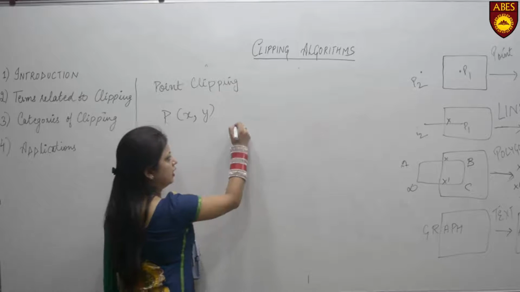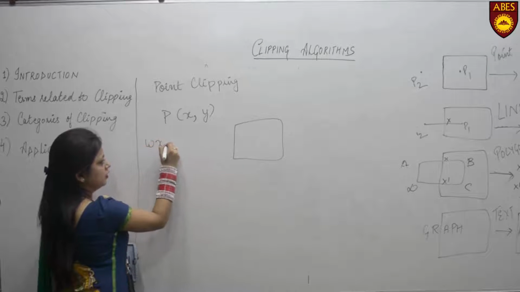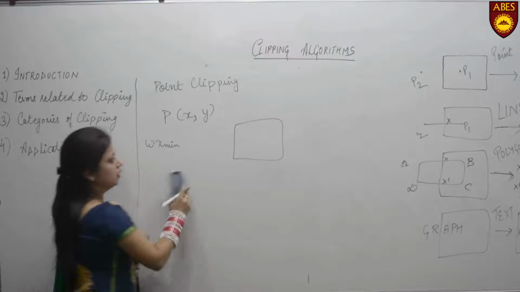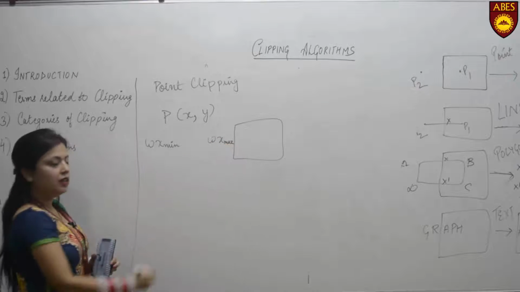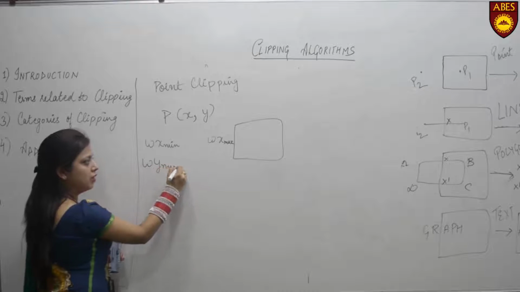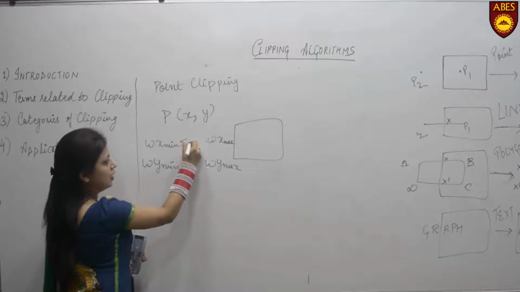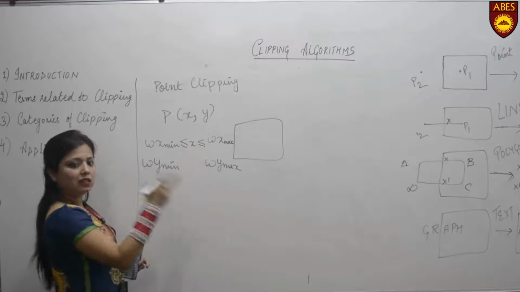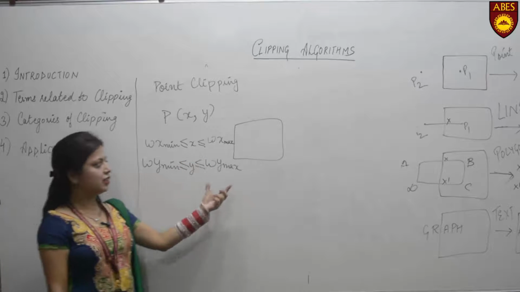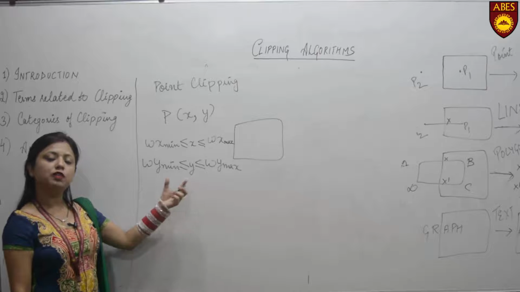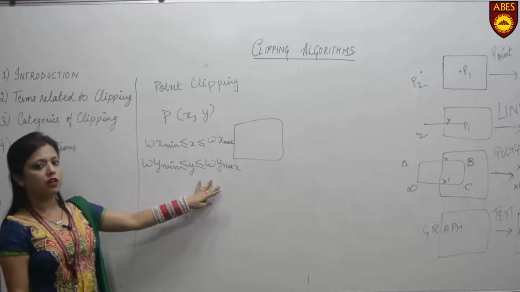Now let us define the bounding rectangle. When you define the rectangle, you say the window has an X minimum value. Similarly, it has an X max value. Similarly, the window has a Y minimum value and a Y max value. So if the value of X is greater than or equal to X minimum and less than or equal to X max, and similarly greater than or equal to the Y minimum value and less than or equal to the Y maximum value, that particular point will be retained. If it does not satisfy even one of the inequalities, that particular point will be cropped out.